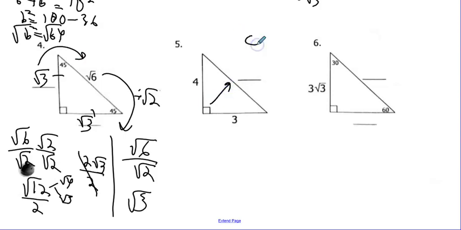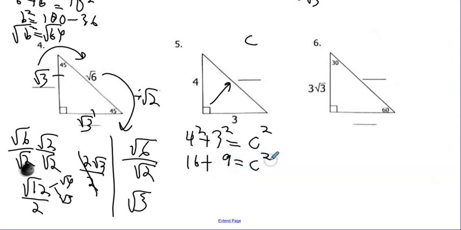Number 5, again, I gave you no angles. There's my hypotenuse, C. So it's going to be 4 squared plus 3 squared equals C squared. So that's going to be 16 plus 9 equals C squared. So C squared is 25. I take the square root of both sides, and that gives me 5 here.